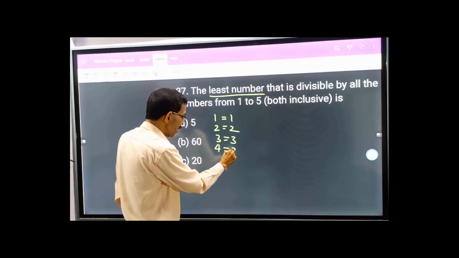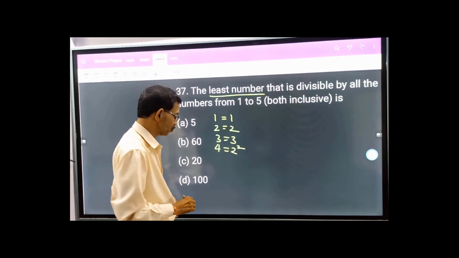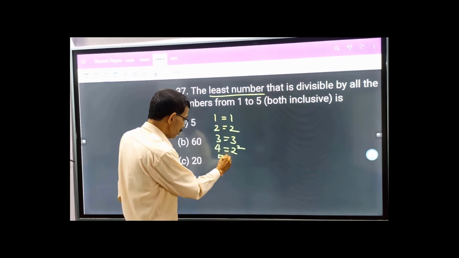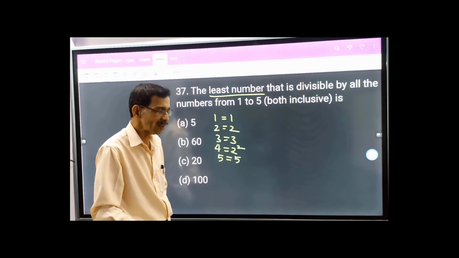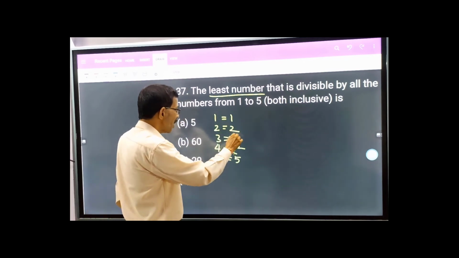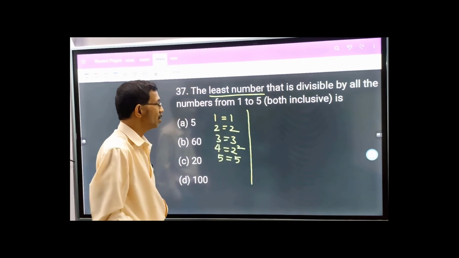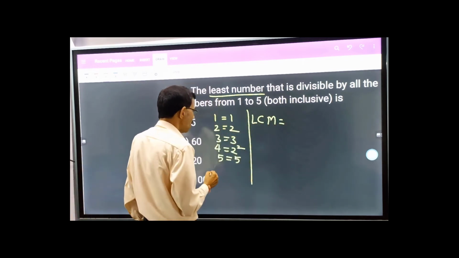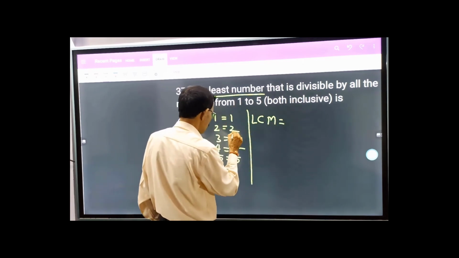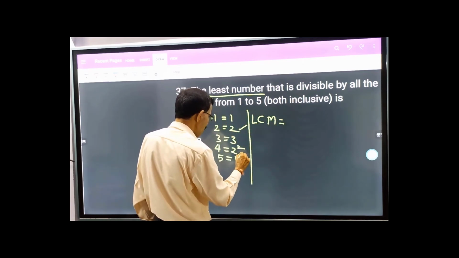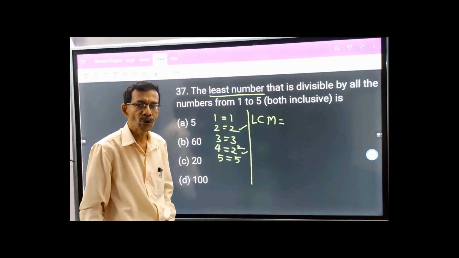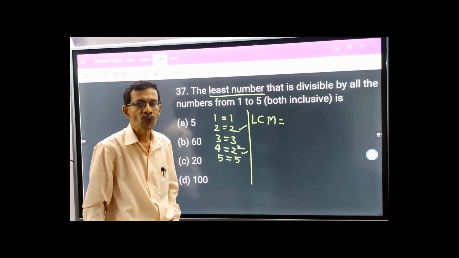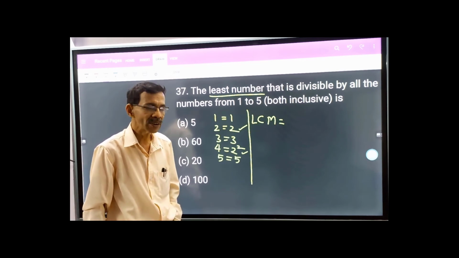4 can be written as 2 square because 2 is prime. 5 can be written as 5 because 5 is prime. So for finding the least number, you have to find the LCM. LCM is equal to 2. There are two things: one is 2 and another one is 2 square. So you have to take that 2 which is having the highest degree.